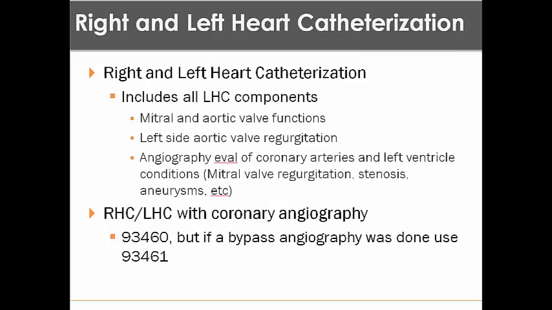93503. Now, a right and left heart cath, they include all these left heart cath components like mitral and aortic valve functions, left side aortic valve regurgitation, and angiographic evaluation of coronary arteries and left ventricular conditions, such as mitral valve regurgitation, stenosis, and aneurysms. Now, the right heart cath and left heart cath with coronary angiography would be coded to 93460, but if a bypass angiography was performed, the coder instead would code 93461.